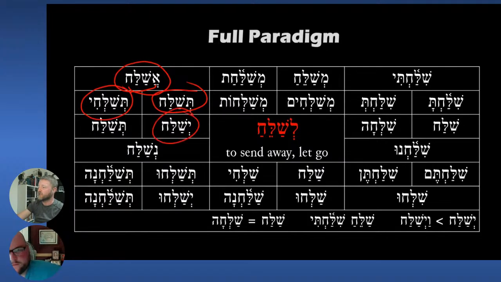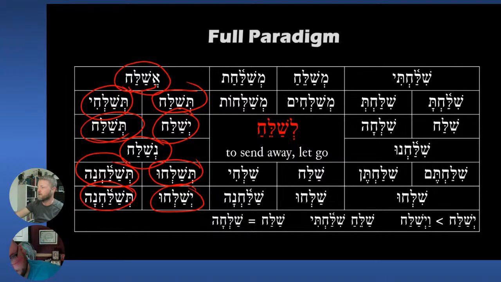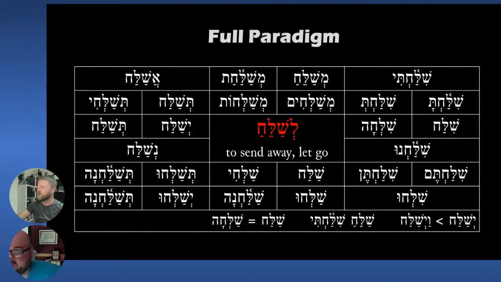If we just want to hear the kal really quick, this would be eshlach, tishlach, tishlechi, yishlach, tishlach, nishlach, tishlechu, tishlachna, yishlechu, tishlachna. So it looks the same as far as the consonants are concerned. Okay, so the imperative is shalach, shalachi, shalchu, shalachna.